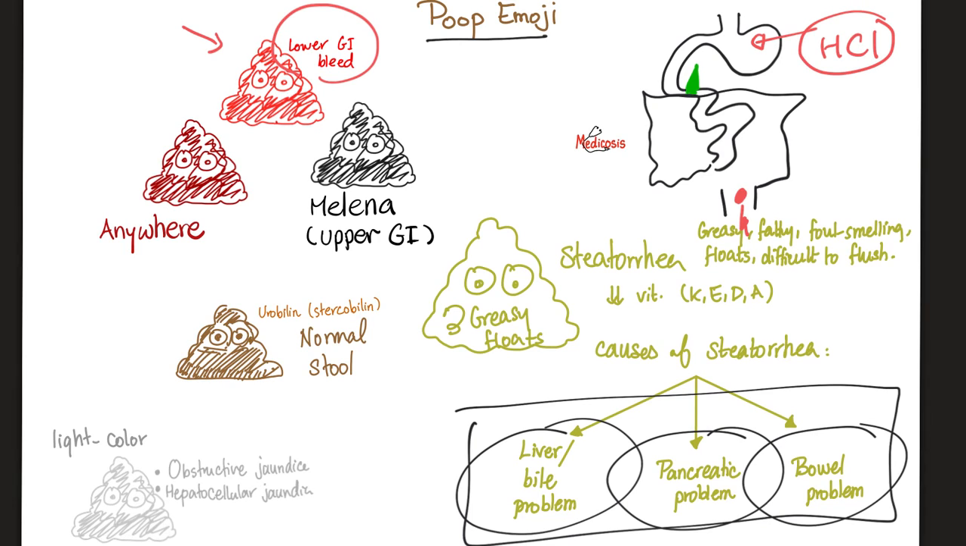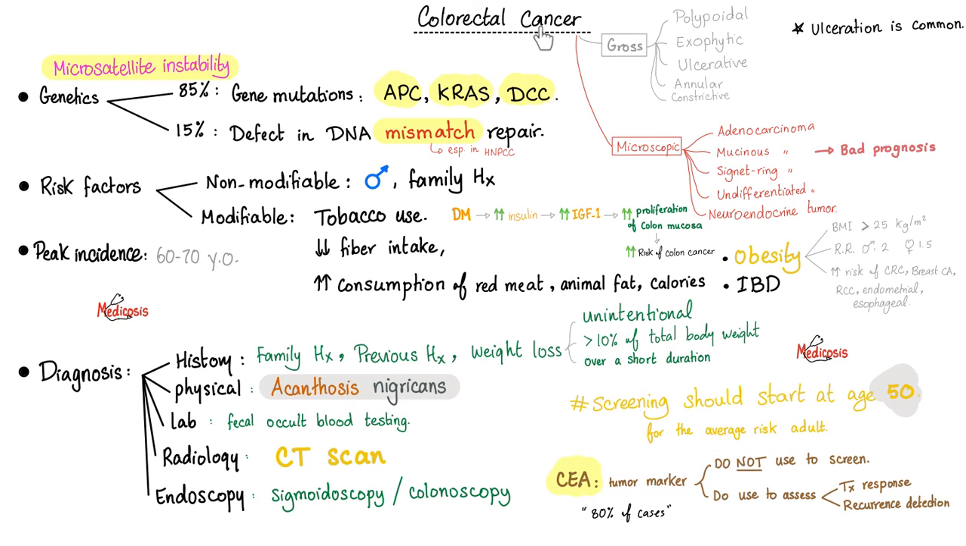Risk factors for colorectal cancer: genetic mutations such as APC mutation, KRAS mutation, and DCC mutation, or mismatch repair defect. Normally, I should be able to repair any mismatch in the DNA, but some patients have a defect in DNA mismatch repair. So I cannot repair the mismatch, therefore mutations, therefore cancer.